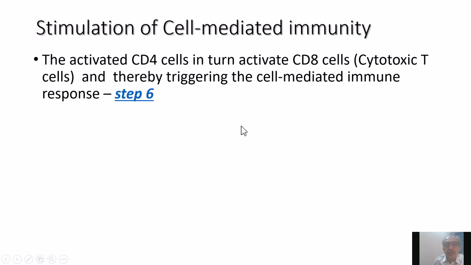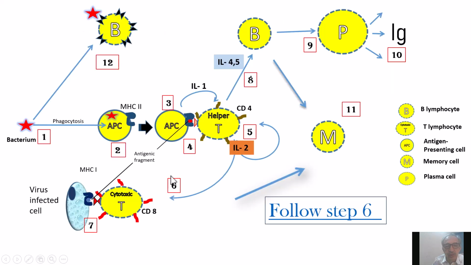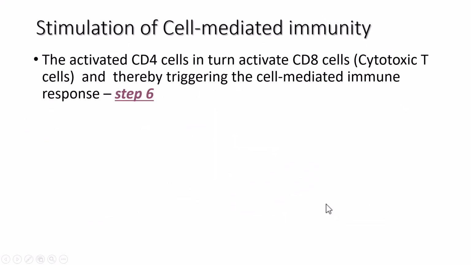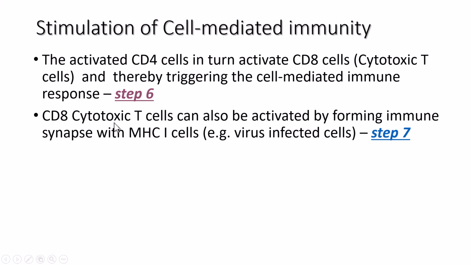Next, stimulation of cell-mediated immunity. The activated CD4 cells in turn activate the cytotoxic CD8 cells, thereby triggering the cell-mediated immune response. This is step 6. Interleukin 2 from the helper T cells not only has an autocrine effect but also activates cytotoxic T cells. These cytotoxic T cells have various cytotoxic or cell-damaging effects, including damaging the bacteria.